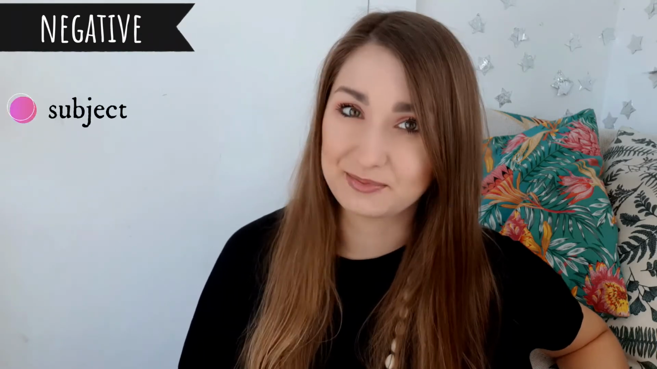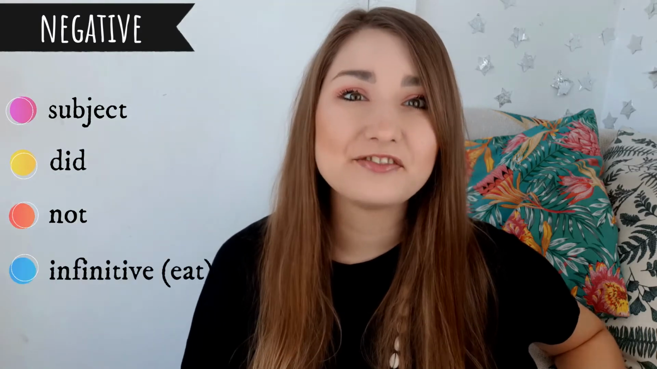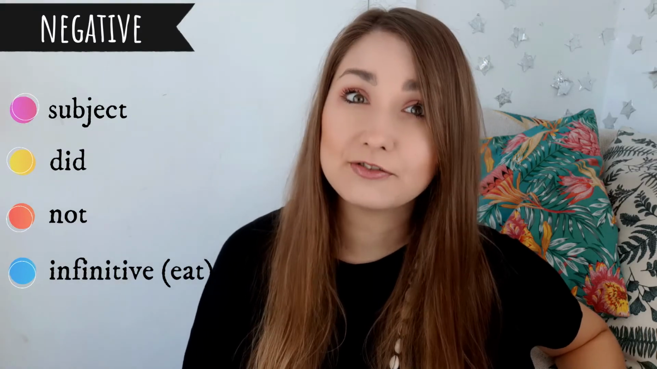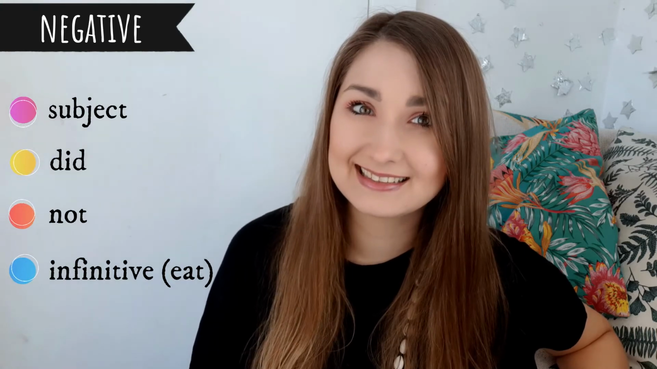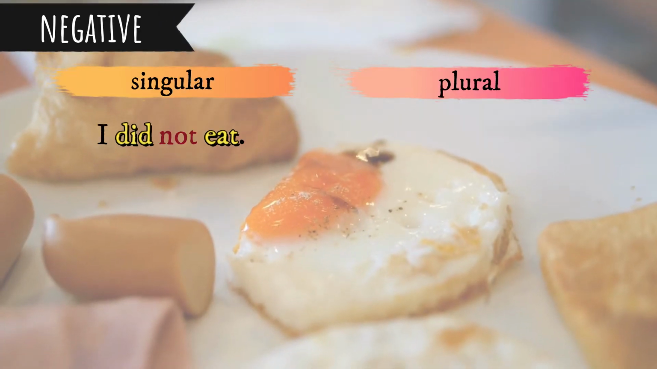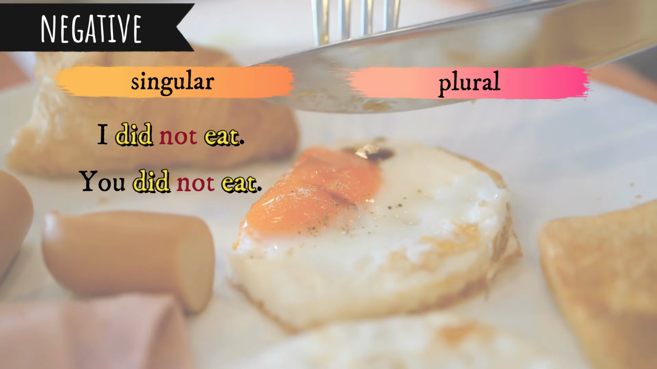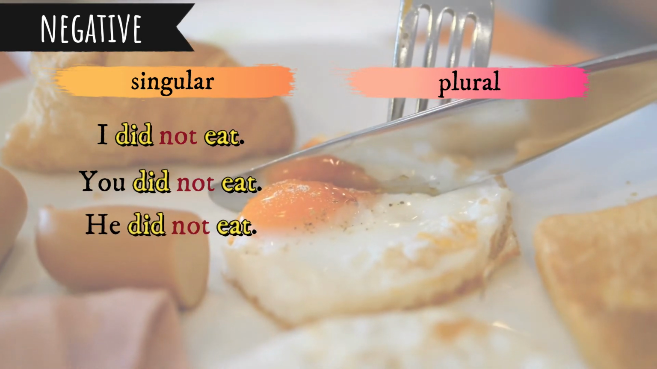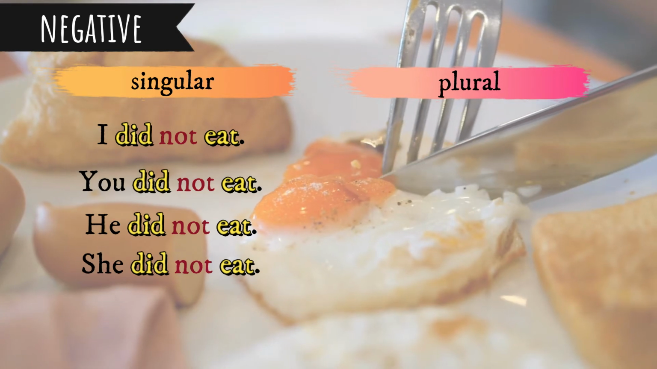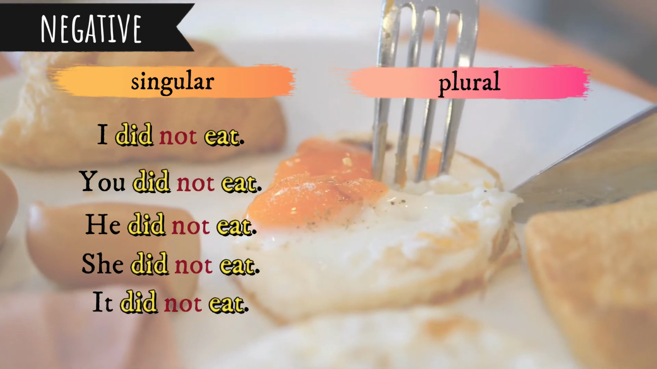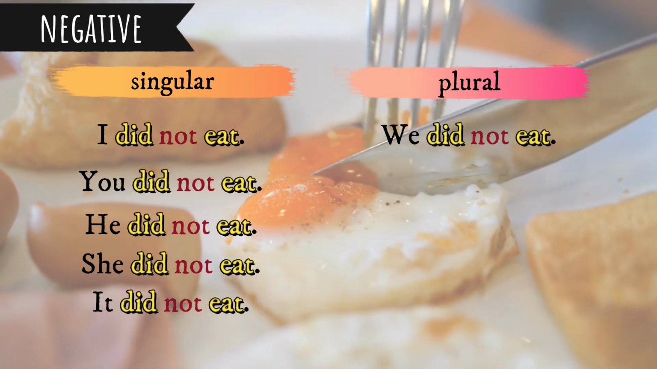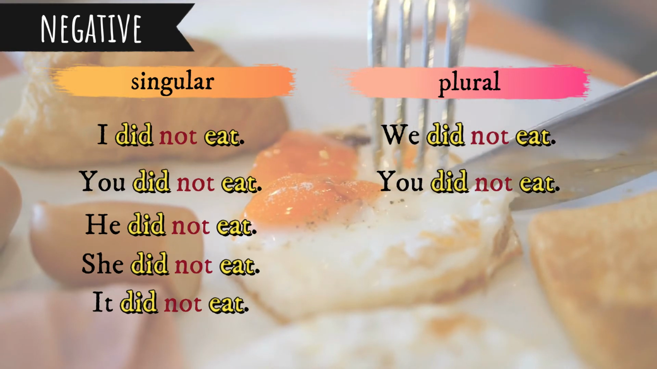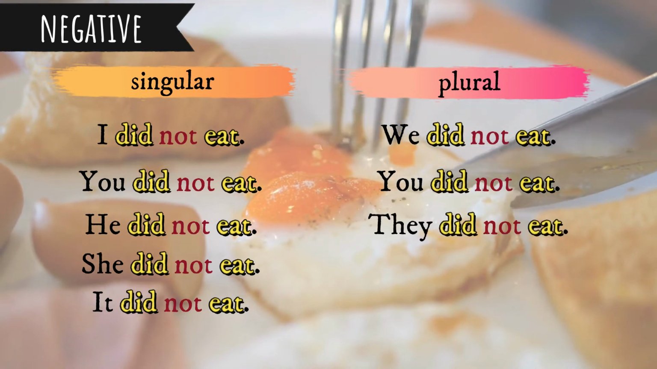To make the negative form, we need a subject, did, not, and the infinitive form of a verb. For example, eat. I did not eat. You did not eat. He did not eat. She did not eat. It did not eat. We did not eat. You did not eat. They did not eat.